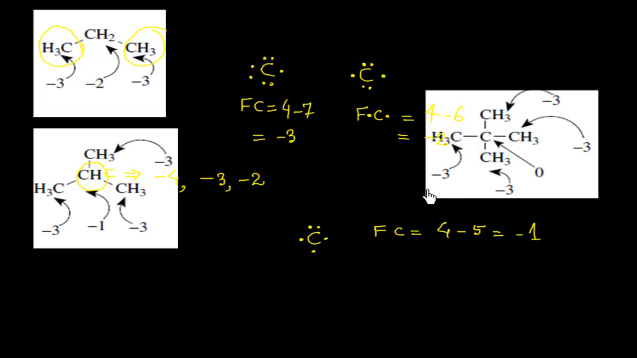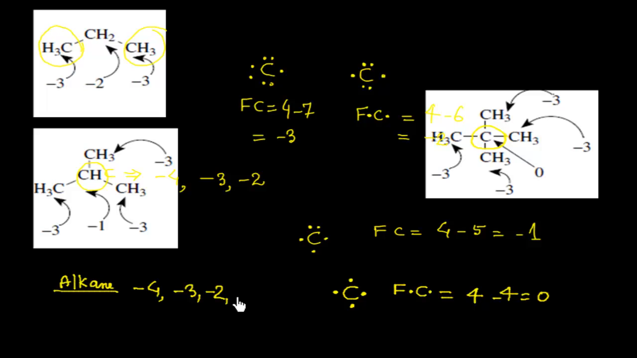Now you see, in this case carbon has basically zero oxidation state because it is connected with carbon on this side, this side, this side, and this side. For this carbon, everything is equally shared, one electron, one electron, one electron, and this side also one electron. So in this case the formal charge is basically 4 minus 4, that is 0. So you see, in an alkane carbon can have an oxidation state of minus 4, minus 3, minus 2, minus 1, and even 0. So this is minus 1 and this is 0.